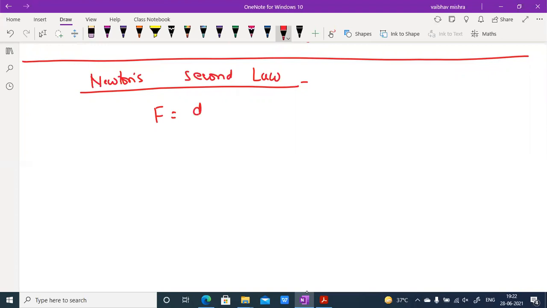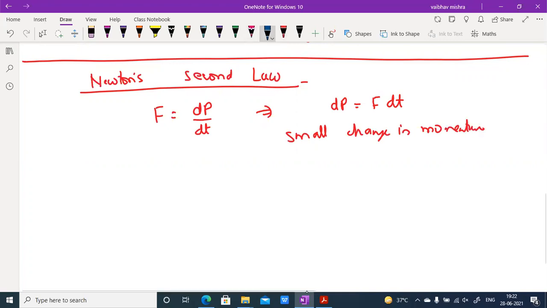So it will be dp by dt. Rate of change is dp by dt. From here, if we cross multiply, dp means a very small change in momentum. The small change in momentum is F dt. Now if F is known as a function of time, we can integrate both sides from 0 to t, initial momentum p1 to final momentum p2. The integration of dp will give p, and then we apply the limits.